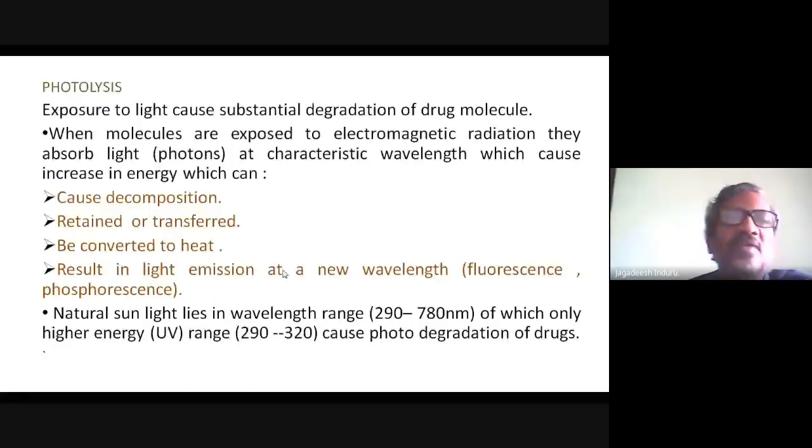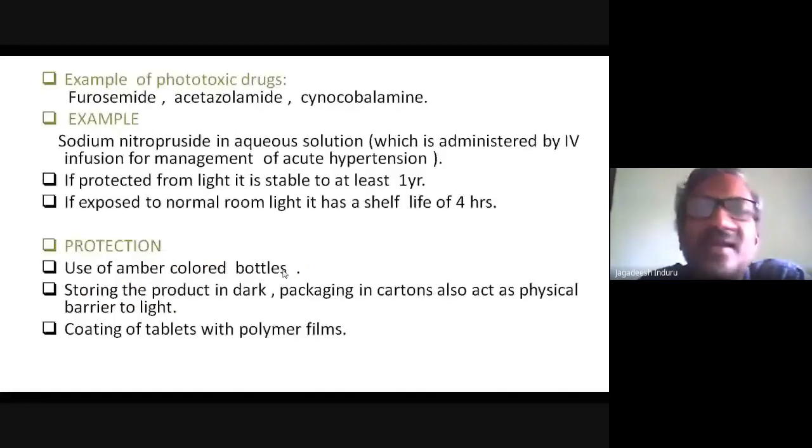Examples of phototoxic drugs are furosemide, acetazolamide, and cyanocobalamin. Another example, and a GPAT question, is sodium nitroprusside in aqueous solution, which is administered by IV infusion in the management of hypertension, a critical case. If you see its shelf life, if it is protected from the light, it is stable for at least 1 year. But if you expose it to the light, it will be stable only for 4 hours.